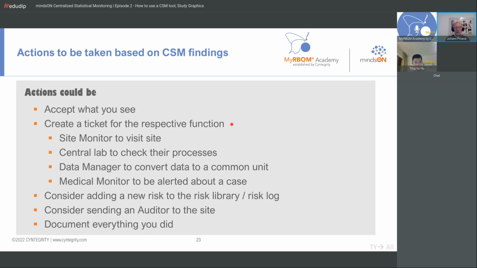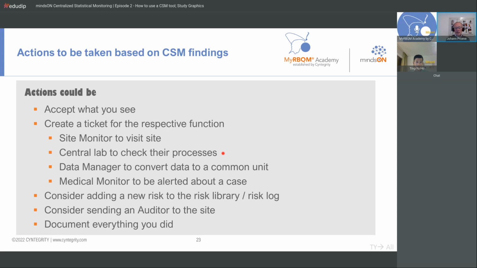But what you could also do, and that is a functionality that such a CSM system should support, is create a ticket for the respective function. There, you get the link of the key risk indicators and the tickets or alerts generated by the key risk indicators. And the CSM system should be tied into the system that you use, such that you could also create tickets from the CSM environment, so that you have one consolidated set of tickets in your system. The respective functions could be a site monitor to visit a site, as long as we talk about, for instance, site-generated data. Take a look at the central lab data and check their processes.